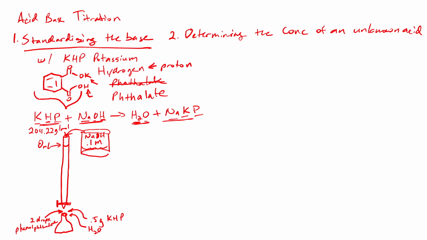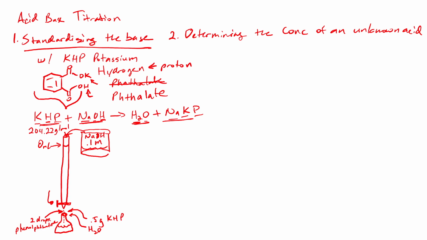Your sodium hydroxide is in the burette, and you have your potassium hydrogen phthalate, or KHP, in the flask. It's dissolved in the water, right? And what you're going to do is slowly open this stopcock right here, so that the sodium hydroxide starts to drip down into the flask, really slow, right?